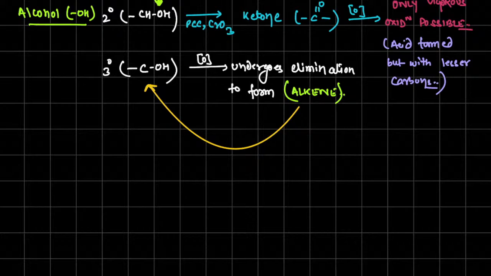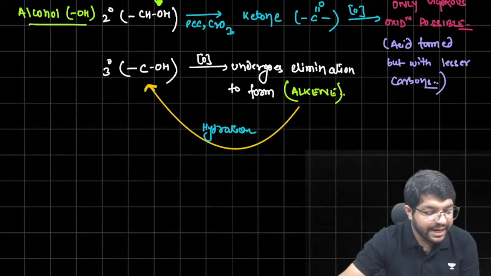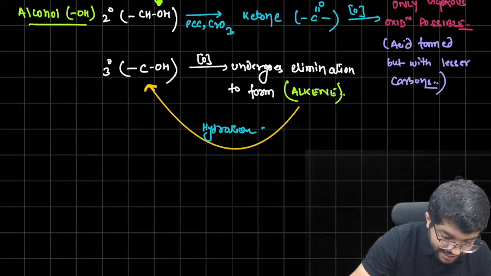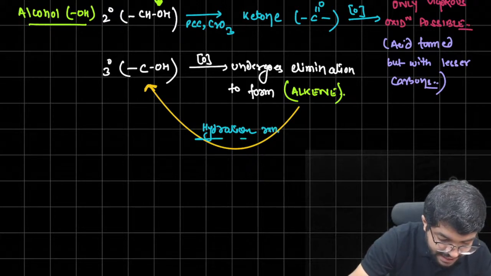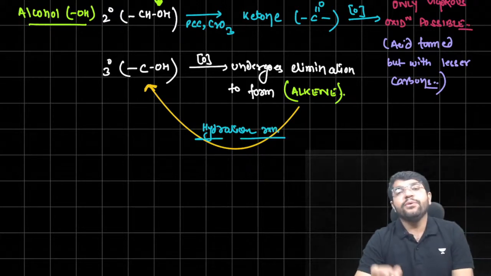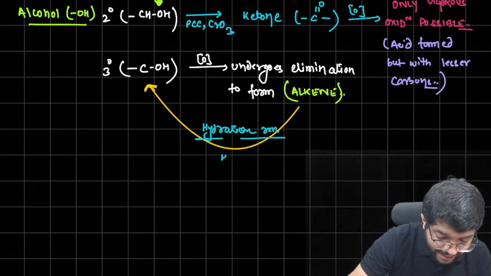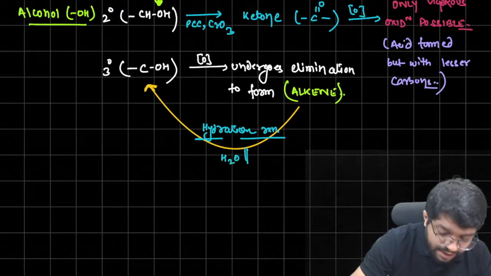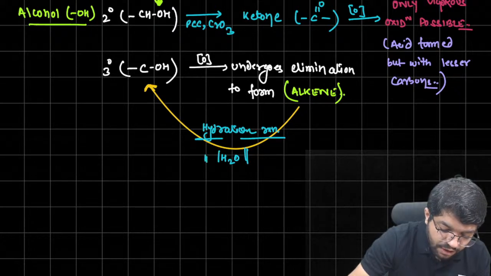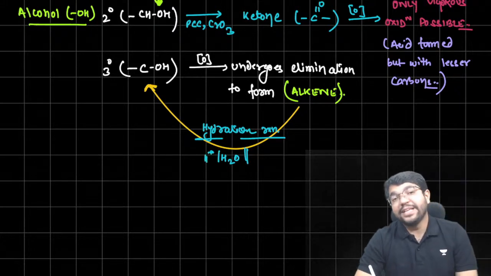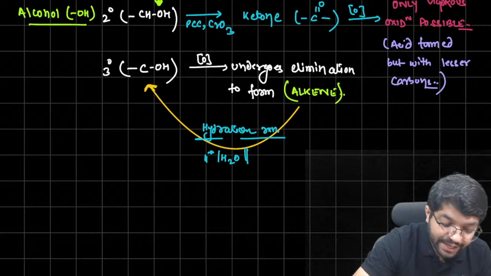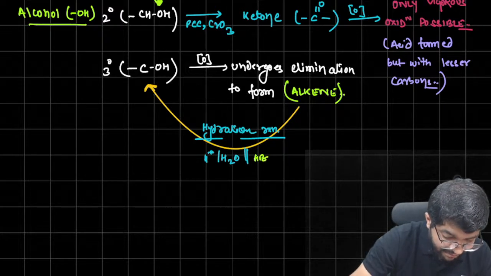By something which is called the hydration reaction. How do I define hydration? Hydration is either the addition of H2O directly, or H2O with H+, or B2H6, which is called the HBO reaction. We will talk about those one by one.